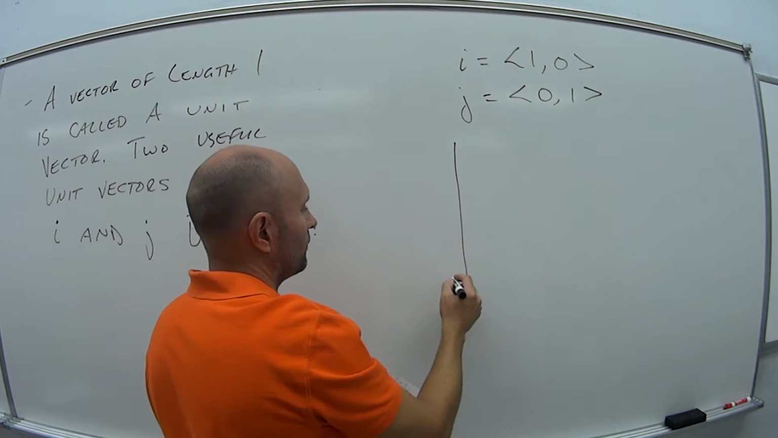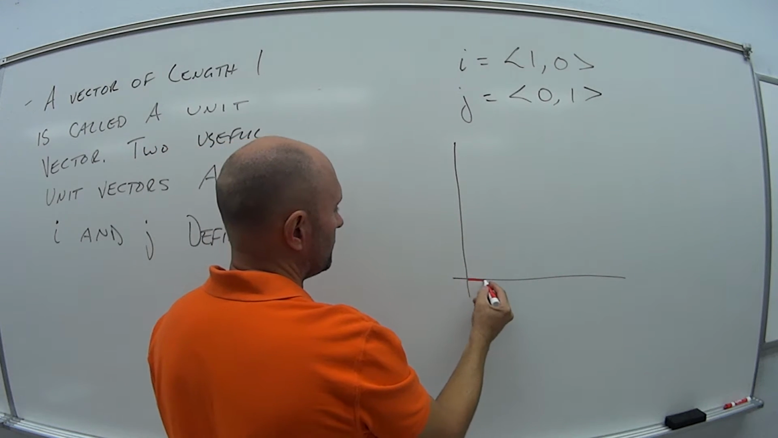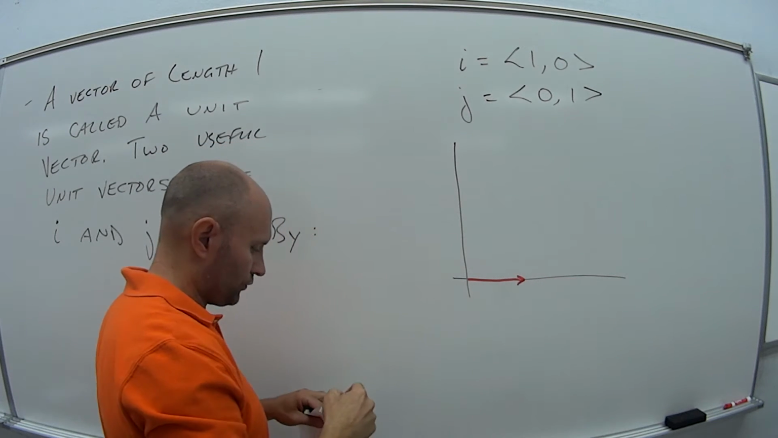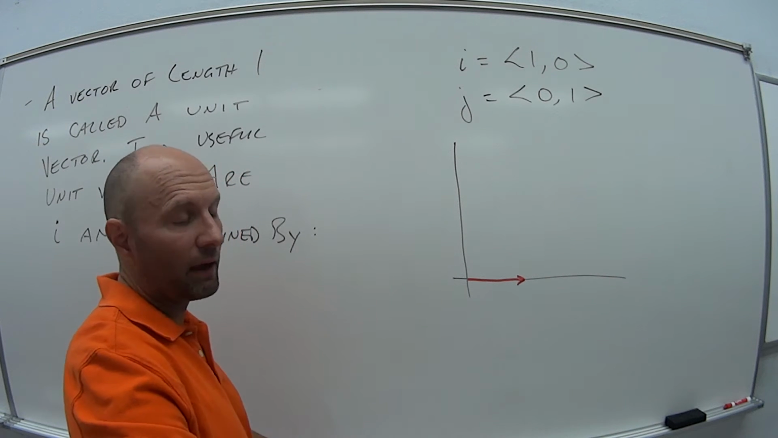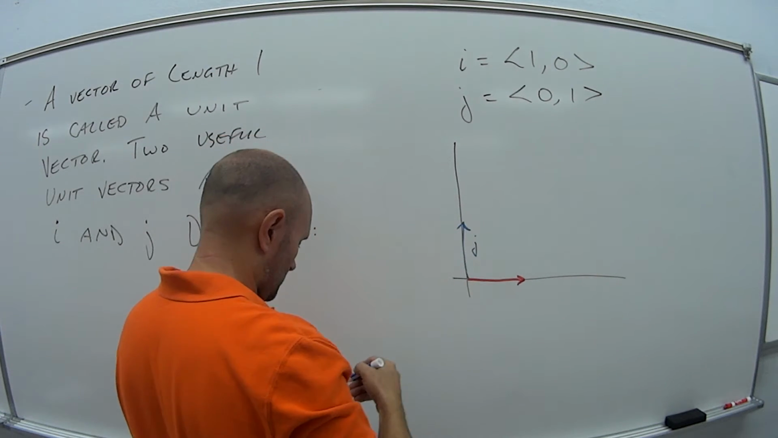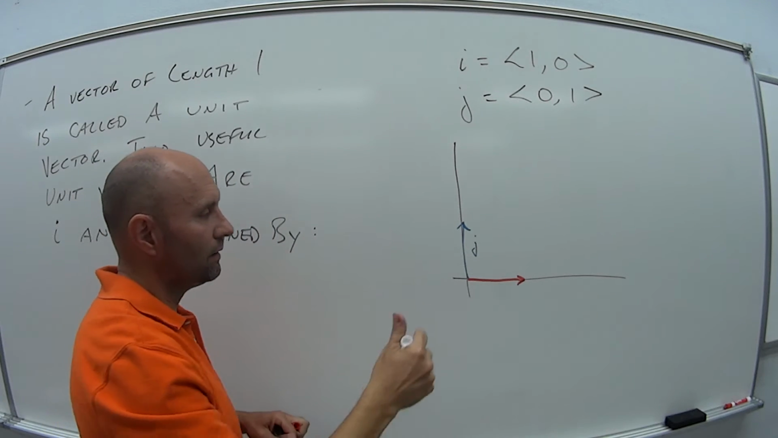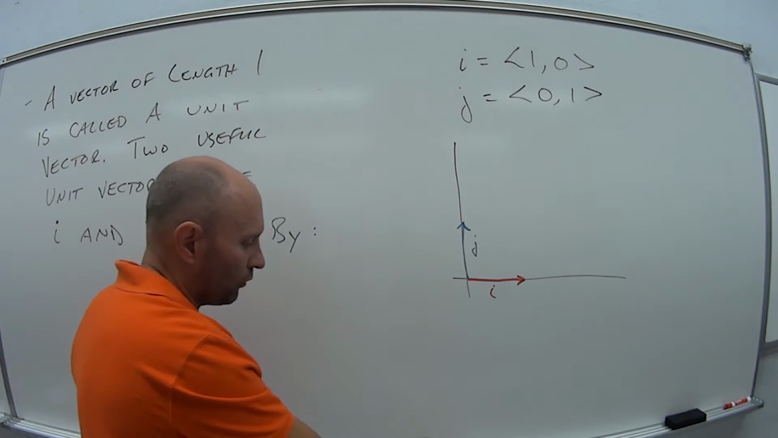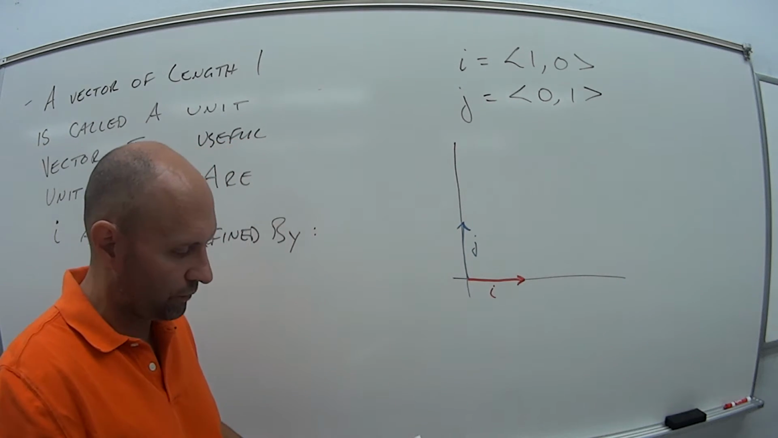So if we were to draw this on a graph, our i value is just a vector that moves 1 unit over to the right if it's plus i. If it's minus i, it would be going to the left. And j is a vector that moves straight up, or straight down if j is negative, by 1 unit. And obviously we can have multiples of those. If we have 3i, it means we move 3 units over to the right.